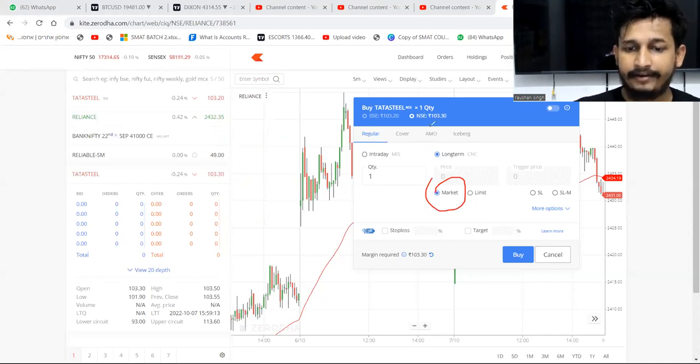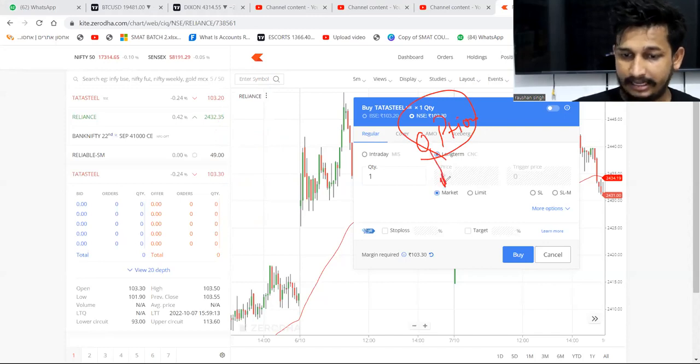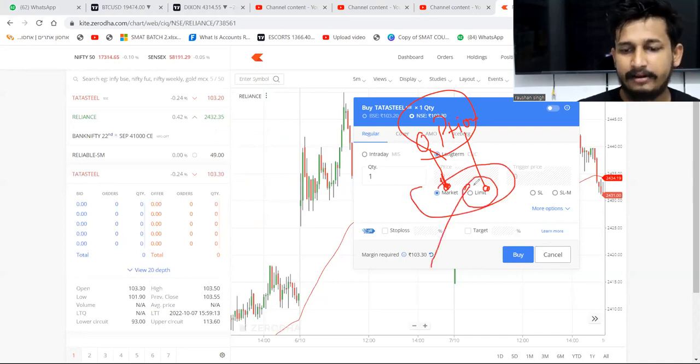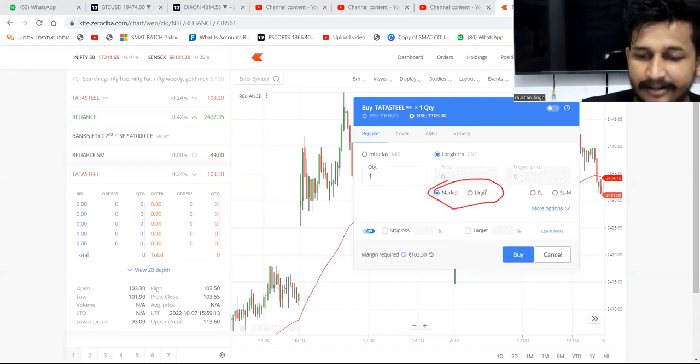So how do I trade? If I'm trading in the options market, I prefer market order, and at times I go for limit as well. If I'm trading in the equity market, I prefer limit order. So this is about market and limit. Limit means buy at your preferred price. Market means buy at the market price, whatever the price is going on.